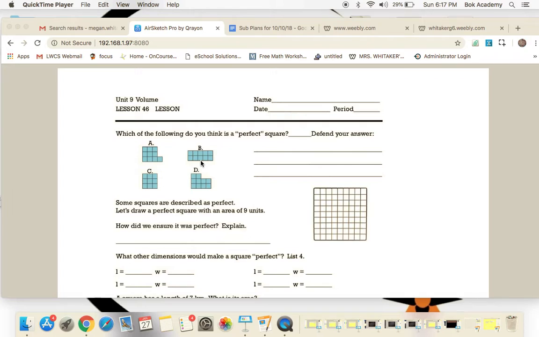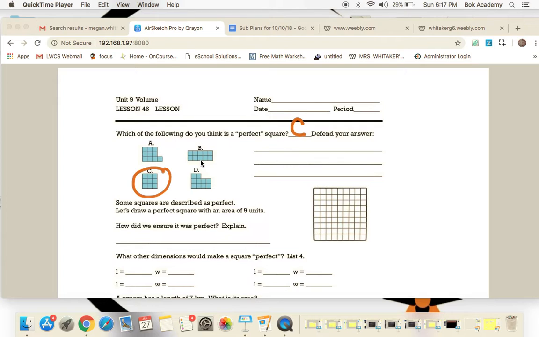Which of the following do you think is a perfect square? And you have to defend your answer. Well, looking at these, the one that looks like a perfect square to me is the letter C. So I'm going to put C here. And I ask you to defend your answer. So we have to give some reasoning.